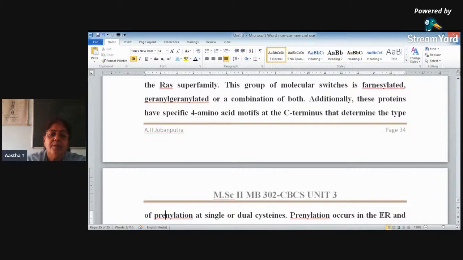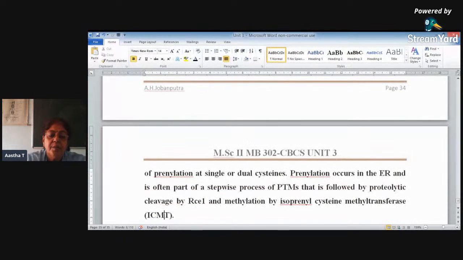These proteins have 4 amino acid motifs at the C terminal, which determine the type of prenylation. कोणत्या टाईपचं प्रेनिलेशन झालेलं आहे, फार्नेसिलेशन झालेलं आहे की जिरानिलेशन झालेलं आहे, हे ते डिसाईड करू शकतात. Prenylation occurs in the endoplasmic reticulum, and it takes place in a stepwise manner. In case of post-translational modification, it is followed by proteolytic cleavage by RCE1 and methylation by isoprenyl cysteine methyl transferase. त्याला रिव्हर्स पण करता येऊ शकतं बाय दीज टाईप ऑफ एन्झाईम्स. प्रोटिओलायटिक क्लिवेज म्हणजे एक तर प्रोटीन काढून टाकायचा त्या C15 C20 फॅटी ॲसिड्समधून, किंवा मिथिल ट्रान्सफरेसच्या मदतीने हे फॅटी ॲसिड्स सेपरेट करू शकतो आपण.